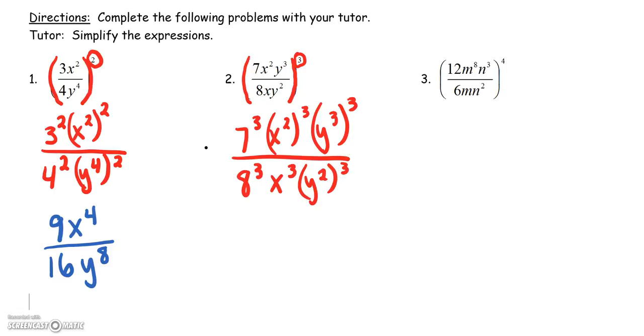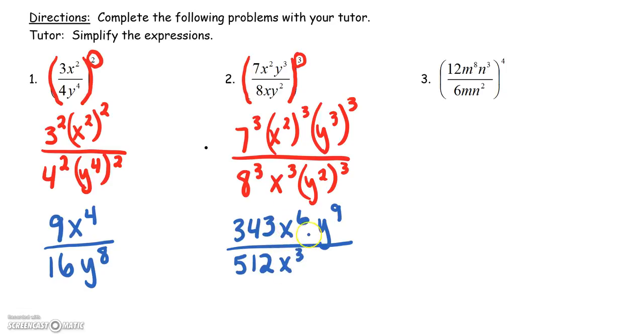Take care of the numerator first. 7 cubed is 343. X squared cubed, power to a power, multiply, x to the 6th. Y cubed cubed, multiply the exponents again to give us y to the 9th. And then the denominator, we have 8 cubed, which of course is 512. We have x cubed. And then we have y squared cubed. Exponent to exponent means multiply, y to the 6th.